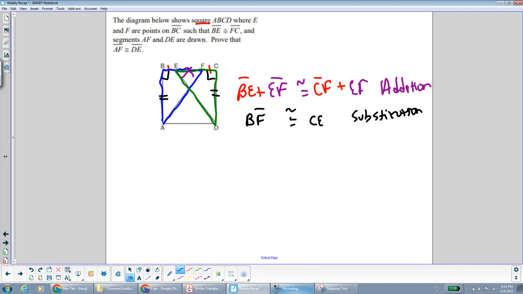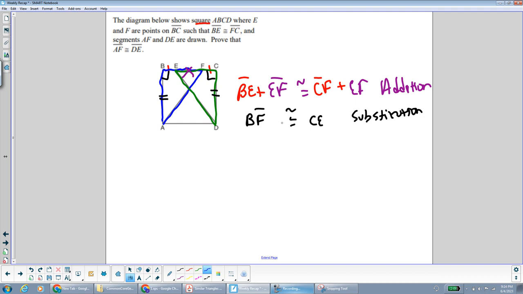If you were writing up the rest of the proof, you would need to put that you have the congruent right angles. You know that you have congruent right angles because all angles of a square are congruent right angles. And you would need to put that these opposite sides are congruent. And the reason I know that is opposite sides of a square are congruent.